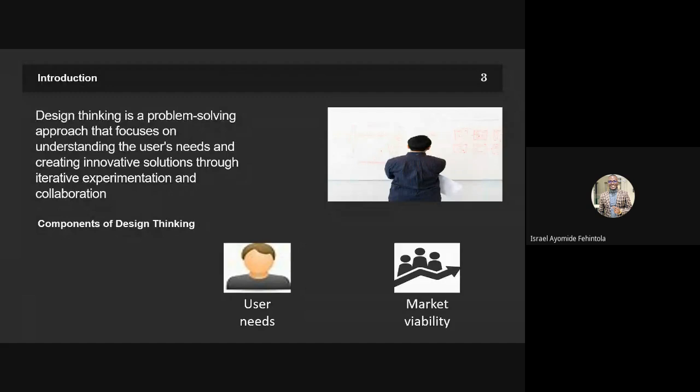Now, the second component of design thinking is market viability. What is market viability? You need to consider the size of the market you are solving for and the potential for your solution to succeed. So the solution you are bringing to the market, is it sustainable? Is it usable for them? Like I said at the introduction, it's one thing for you to come up with a very innovative solution. It's another thing for that particular solution to be useful for your users. So it is at this component you evaluate the market viability of whatever solution you are bringing in.